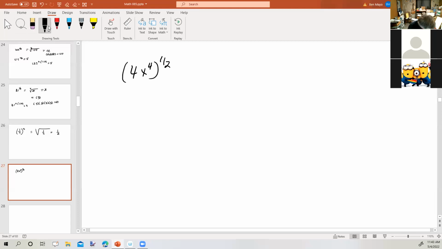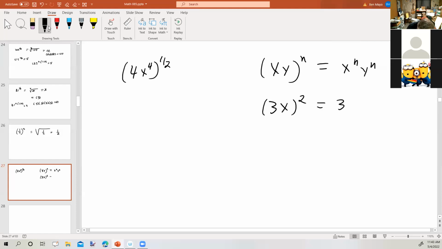The first one I want is this one that says the power of a product. If you have a product raised to a power, you attach the outside power to each factor inside. So the product xy raised to the n power becomes x to the n, y to the n. Let's say, for instance, we had 3x, the quantity squared, we'd have 3 squared x squared or 9x squared. Okay, so that's like back in chapter 5.